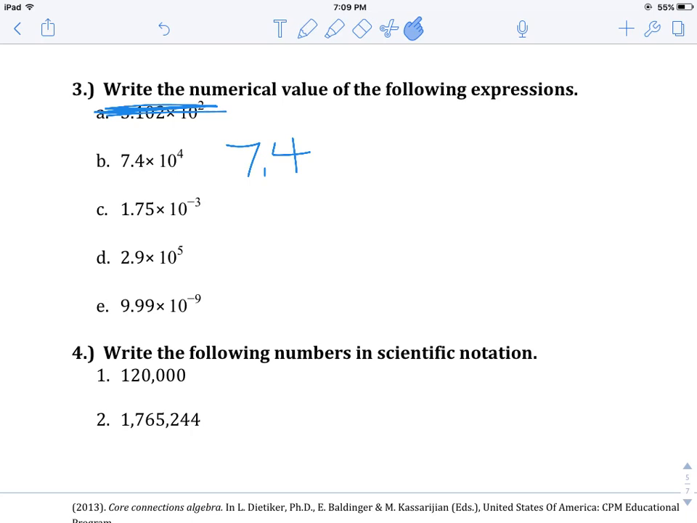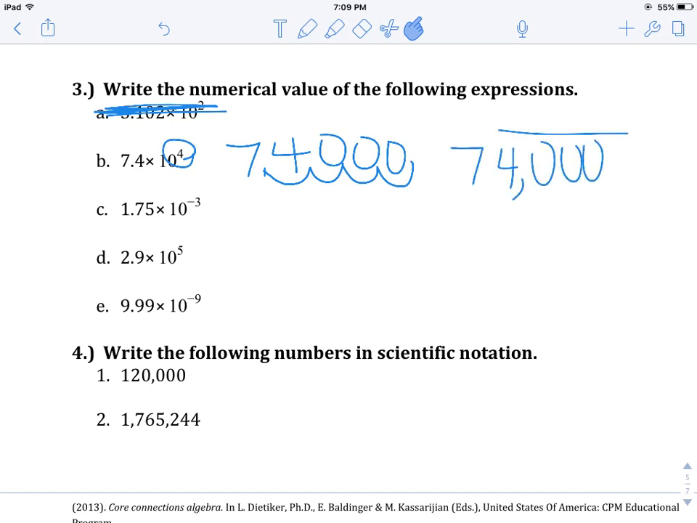One thing you want to do is go 4 spaces. Do not add 4 zeros. So 1, 2, 3, 4. We're actually adding 3 zeros, but moving the decimal 4 spaces. A common mistake is to add that number of zeros, which is not correct.